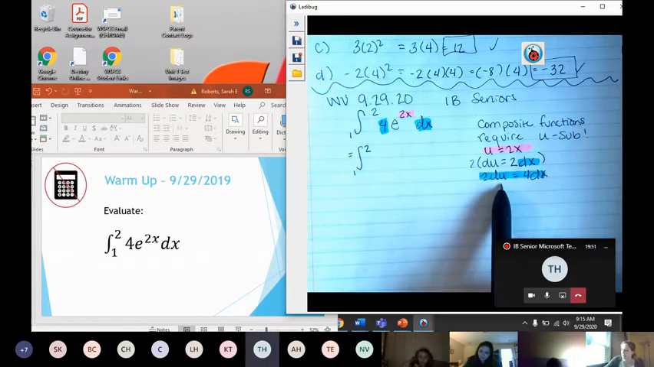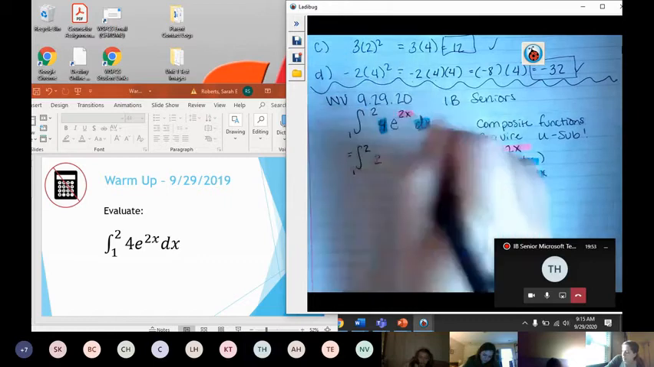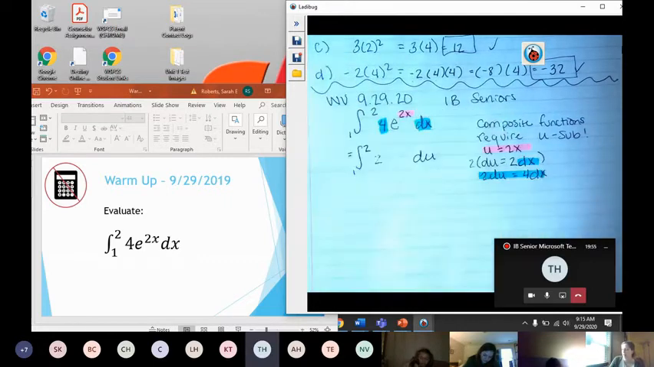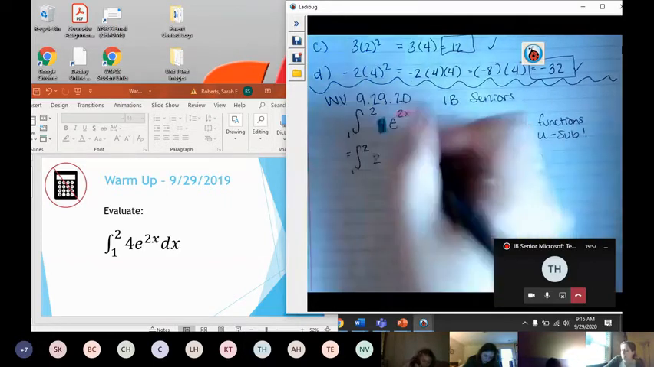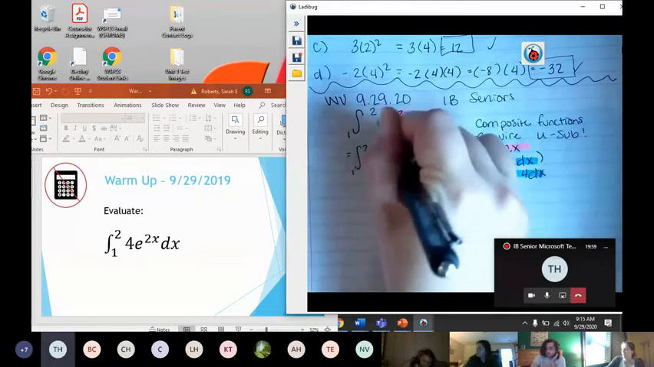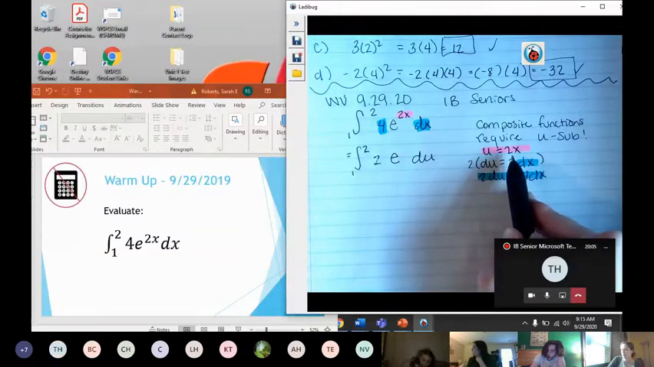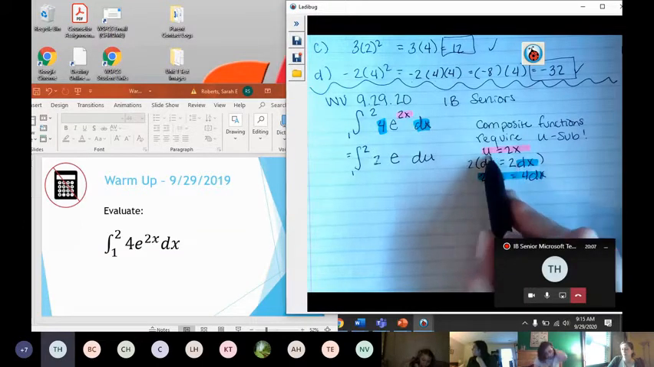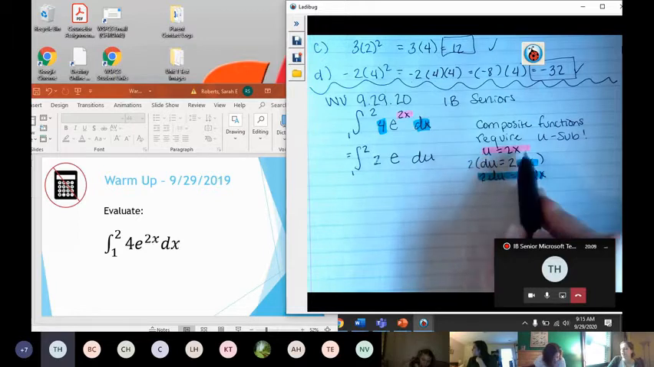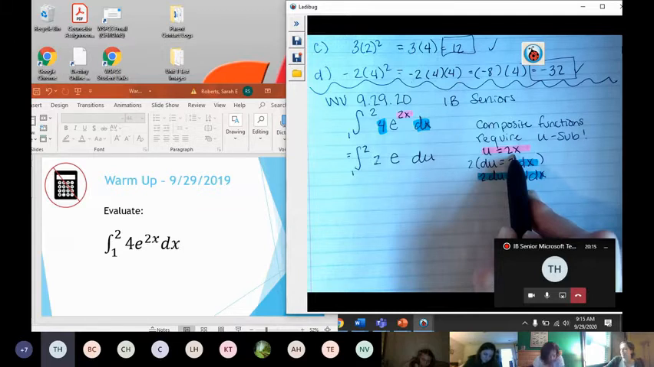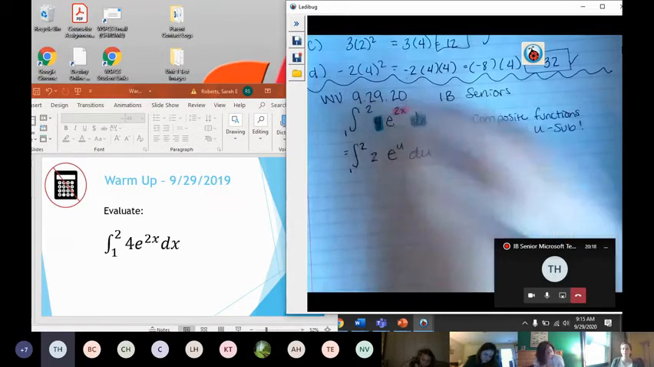2 du. Yeah, so I know I need the 2, and I know that I need the du at the end. And then I still need my e because that was my function. And then what am I going to replace the 2x with? No, 2. What was 2x equal to? To u. Yeah, good. So we're going to replace the 2x with a u.